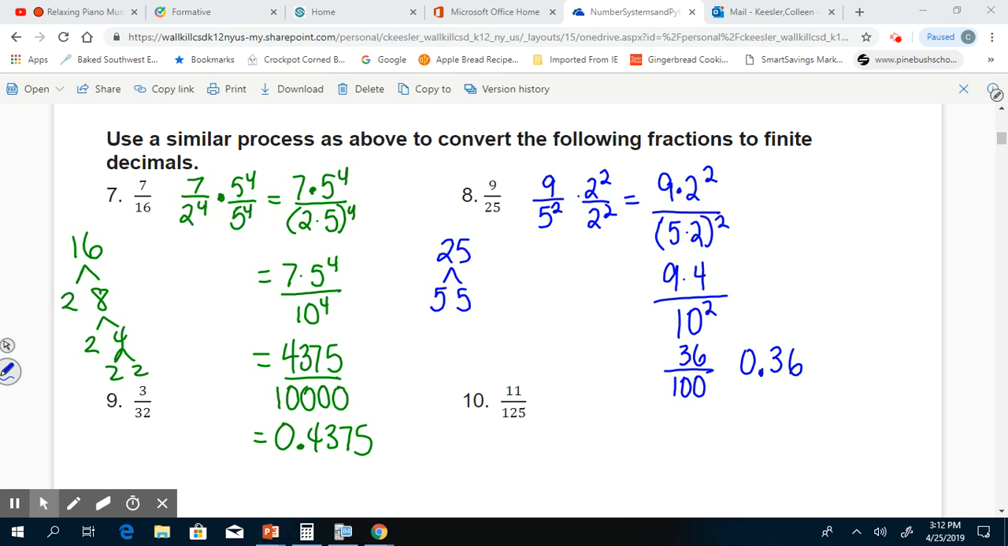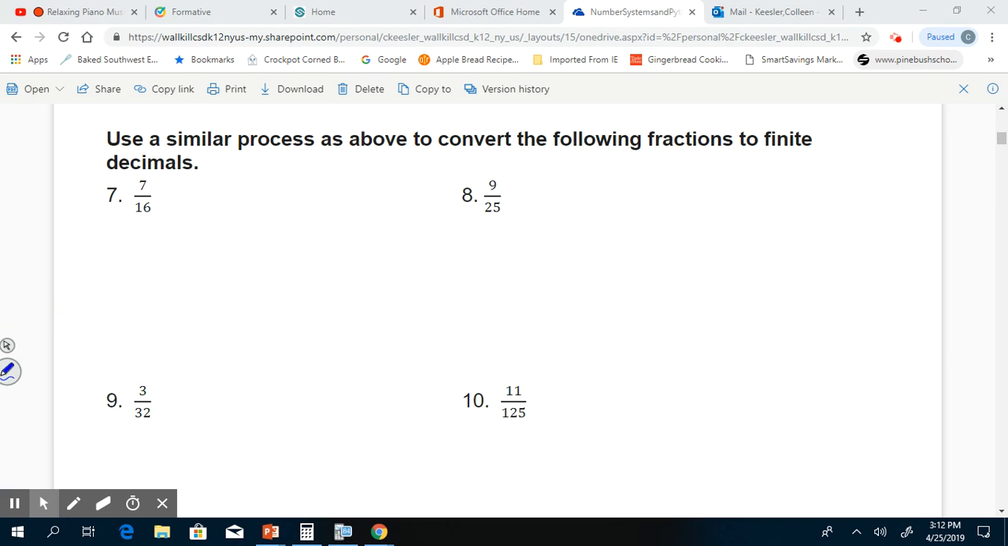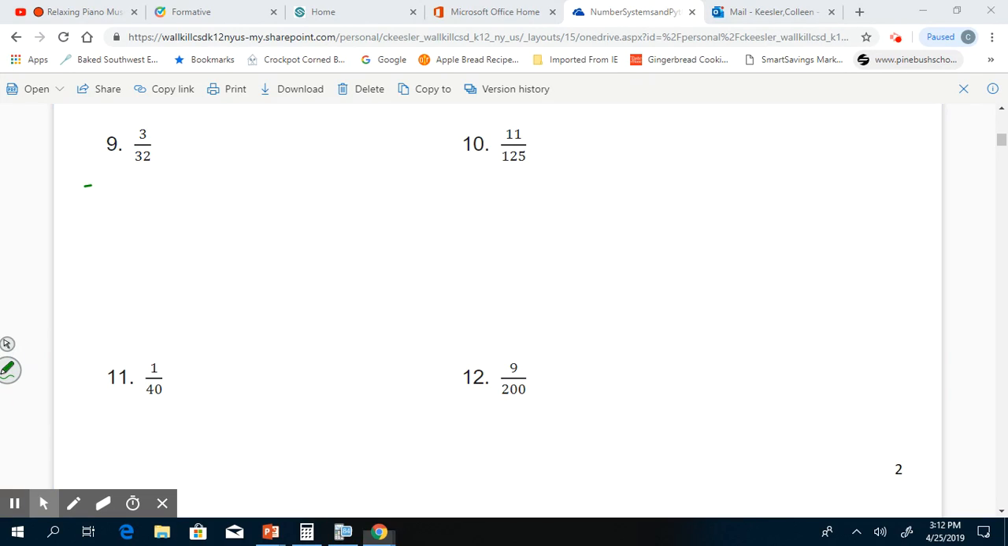All right, let's continue with this idea. So for number 9, we start by making a factor tree of 32. 32 is 2 and 16. 16 is 2 and 8. 8 is 2 and 4. And 4 is 2 and 2. So it's 1, 2, 3, 4, 5 2's. So we have 3 over 2 to the 5th.